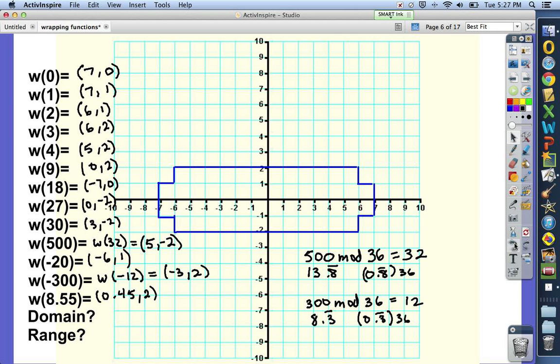What is the domain? Well, the domain of all wrapping functions is the set of n's such that n is an element of the reals. Remember, we don't use x for domain in wrapping functions. We always use n, the length of the number line or the distance that you're going around the object.